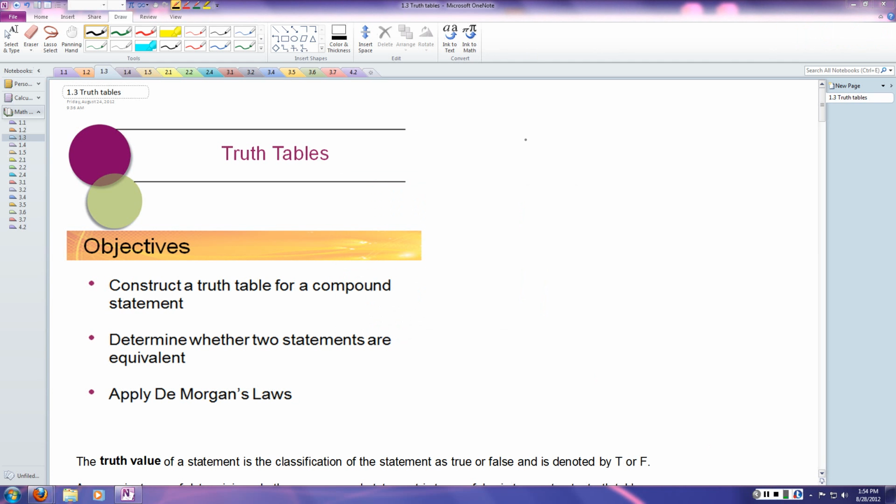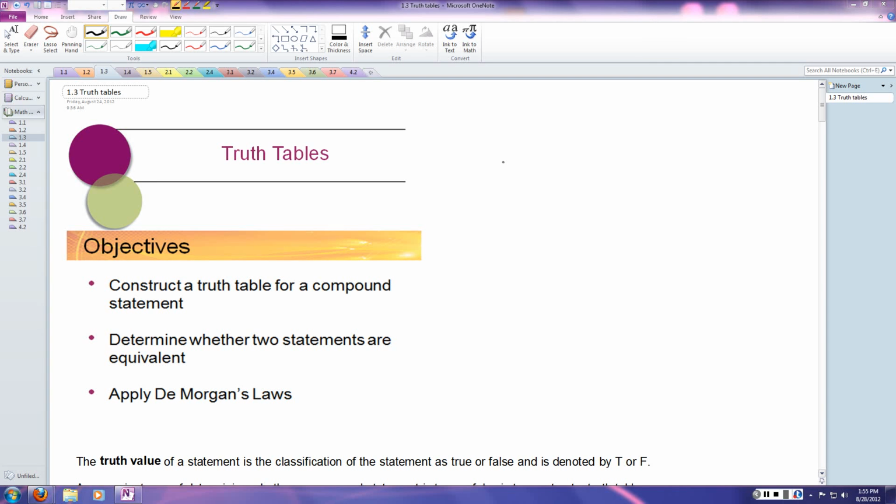So today's lecture is over 1.3 truth tables. If this lecture is a little long and I do quite a bit of examples in here, if you have to chunk it up in 5 minutes here, 10 minutes here, just keep in mind that might be a good option.